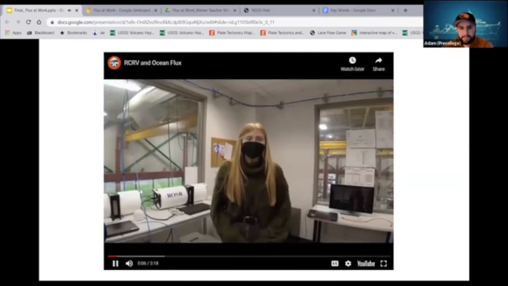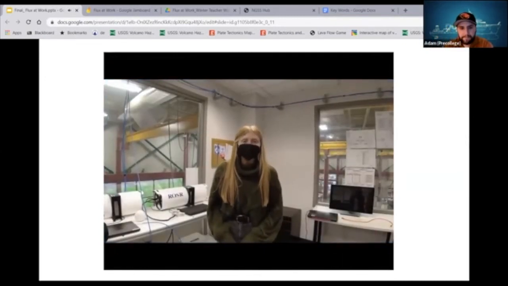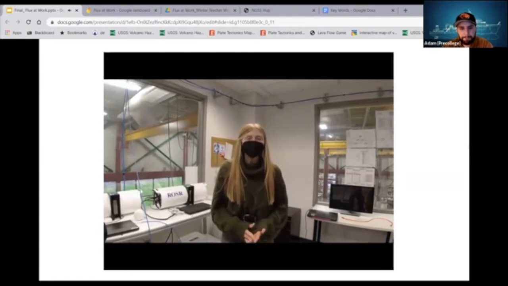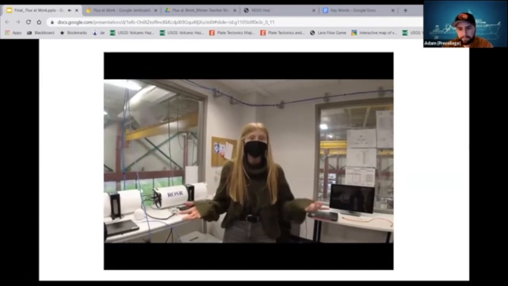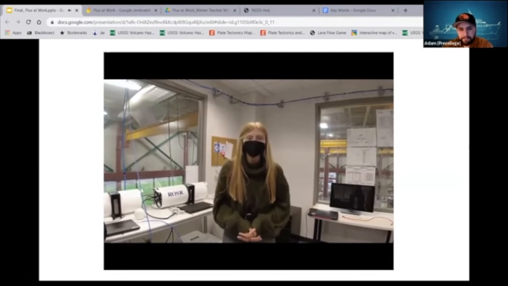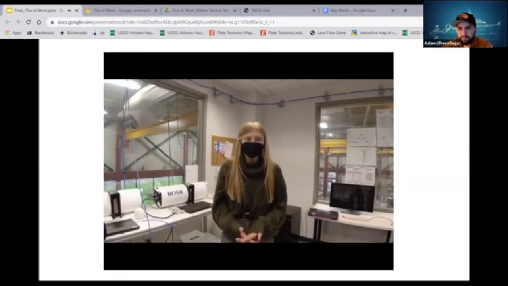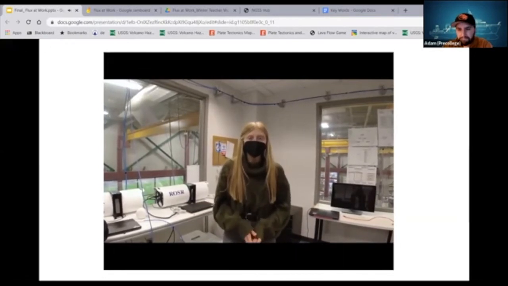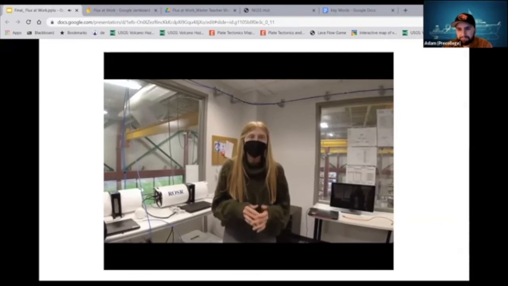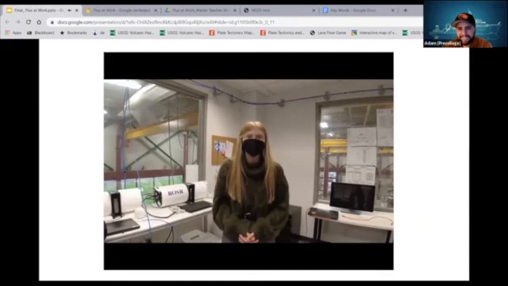Hi everyone, my name is Anna Hughes and I'm a first year graduate student at Oregon State University where I study ocean chemistry. Here we are today at the project warehouse known as RDesk, where we are receiving, calibrating, and testing equipment for the RCRV project. RCRV stands for Regional Class Research Vessel Project, which is the project that I am currently working on.